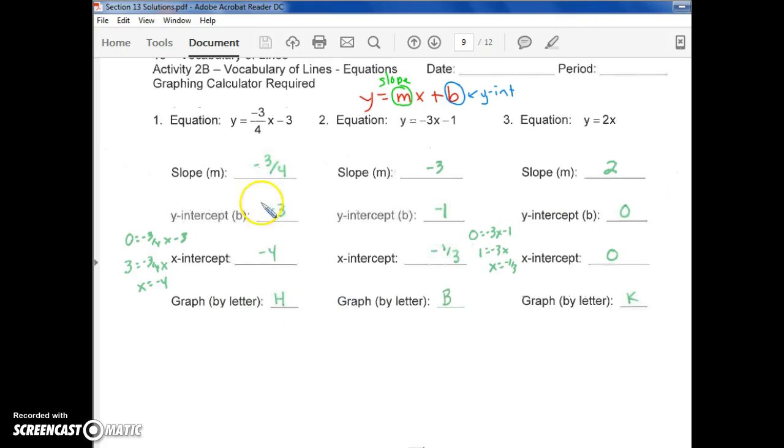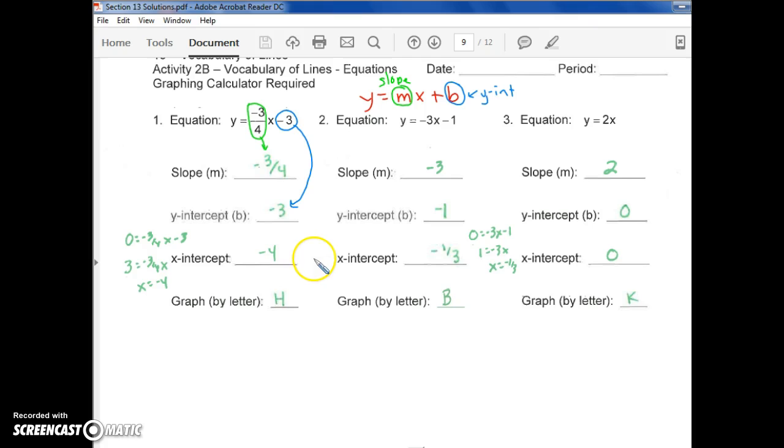So I'm looking at number 1. We got the equation y equals negative 3/4 x minus 3. We're asked to find the slope, which is m. So again, that's the number that's floating in front of x. There it is. That's our slope. We're asked to find the y-intercept, so that's the other number that does not have a variable attached with it, and that's negative 3.